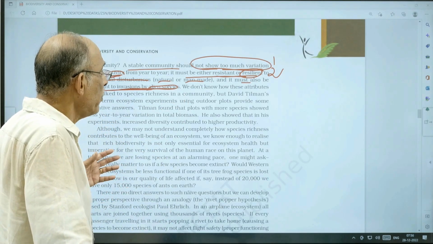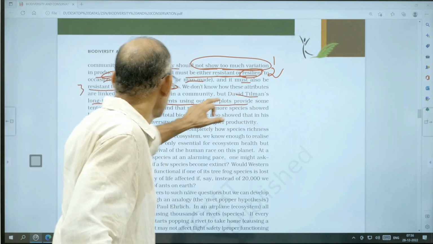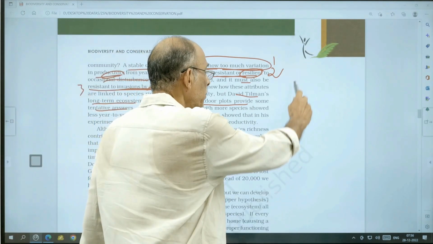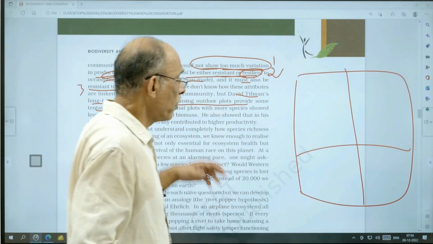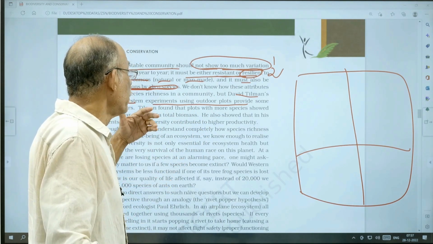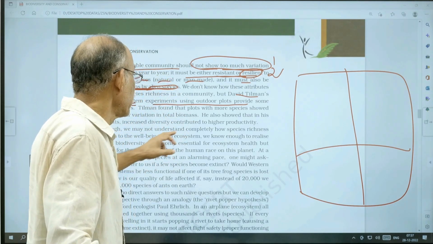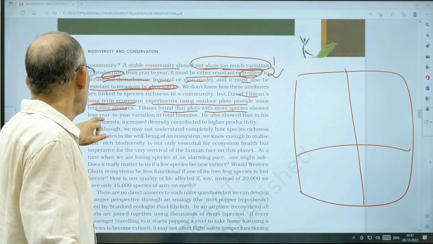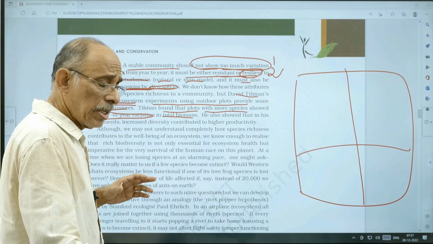Now, David Tilman conducted long-term experiments on outdoor plots to test all these three points. He made huge plots and divided them into small plots, some with more species and some with fewer species. After the long-term experiment, he found that plots with more species show less year-to-year variation in total biomass.